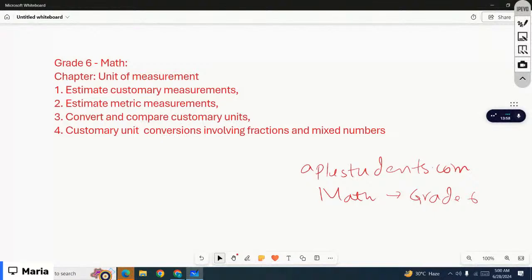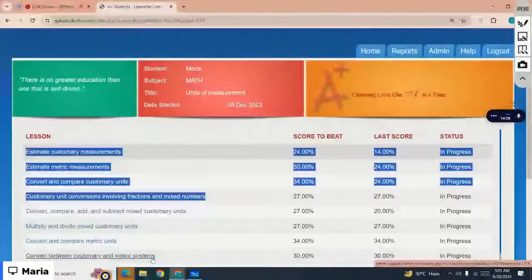The lessons we're going to cover today are estimate customary measurements, estimate metric measurements, compare and convert customary units, customary unit conversions involving fractions and mixed numbers. So please make sure you have your book and pencil so that you can note down the important examples and definitions as well.